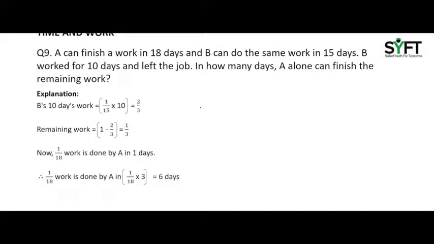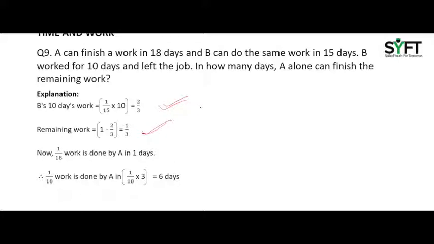B worked for 10 days. So B's 10 days' work is equal to 1 by 15 into 10, that is nothing but 2 by 3. Total work is 1. So 1 minus 2 by 3 is 1 by 3. This is the remaining work.